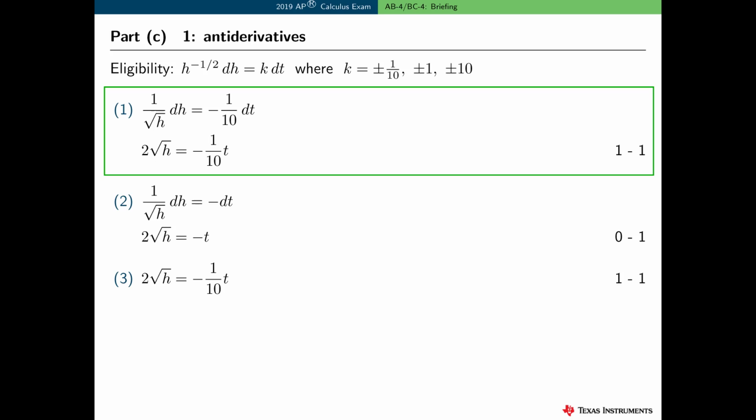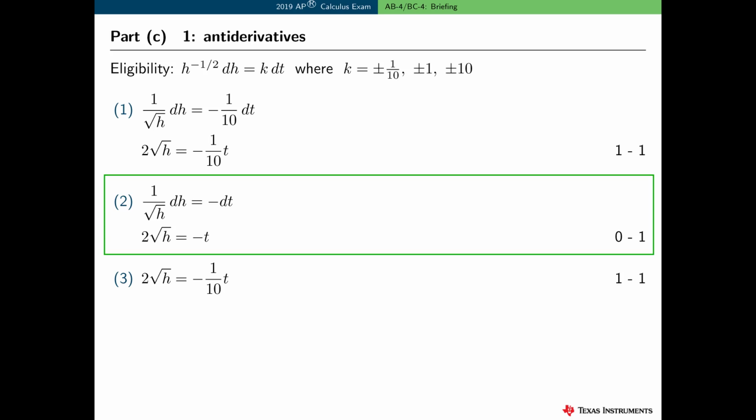In example 1, there is a valid separation of variables. There are no integral signs, but valid antiderivatives. So this earns the first 2 points. Note that there is no plus c here, but we'll deal with that in the third point.